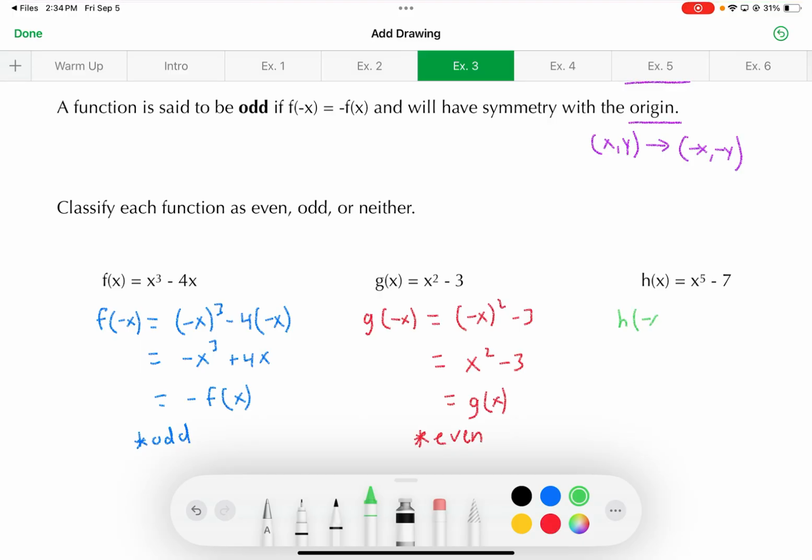And h of negative x is going to be negative x to the 5th minus 7, which doesn't equal h of x. Those are not equivalent. And it's also not equal to the negative of h of x because the 7 is still negative. So therefore, this function is neither even nor odd.